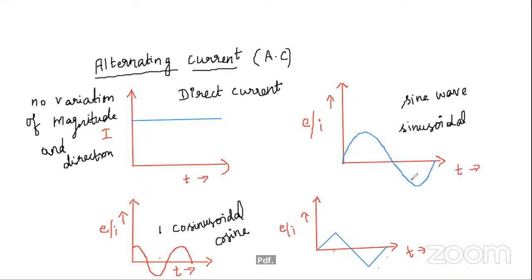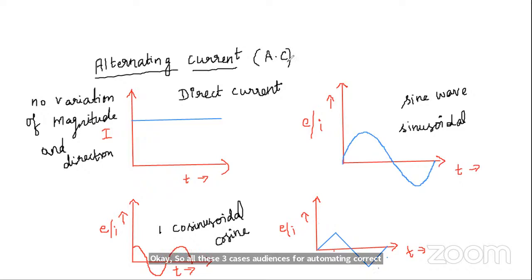You know very well, sine 0 value is 0 and then sine 30 degree is 1 by 2. After that you will have sine 45 degree 1 by root 2, like that. So sine wave, cosine wave. In both you can observe the variation of magnitude and direction periodically. And of course here also it is a triangular wave. Here also the magnitude and direction vary periodically. So all these three cases are examples of alternating current.